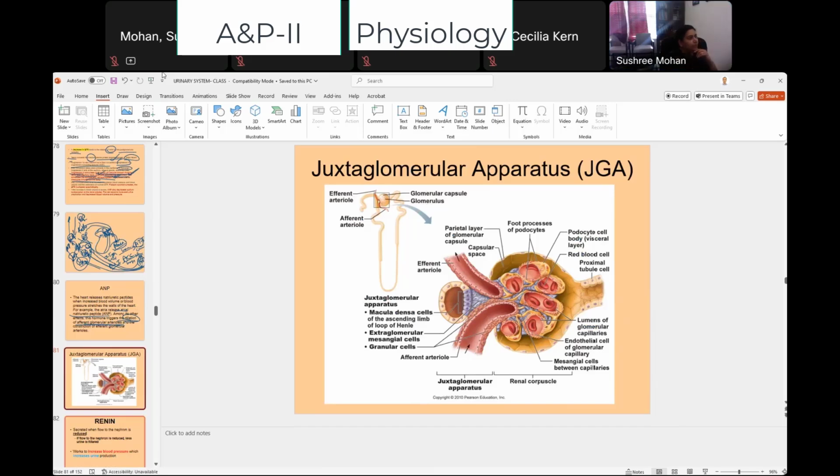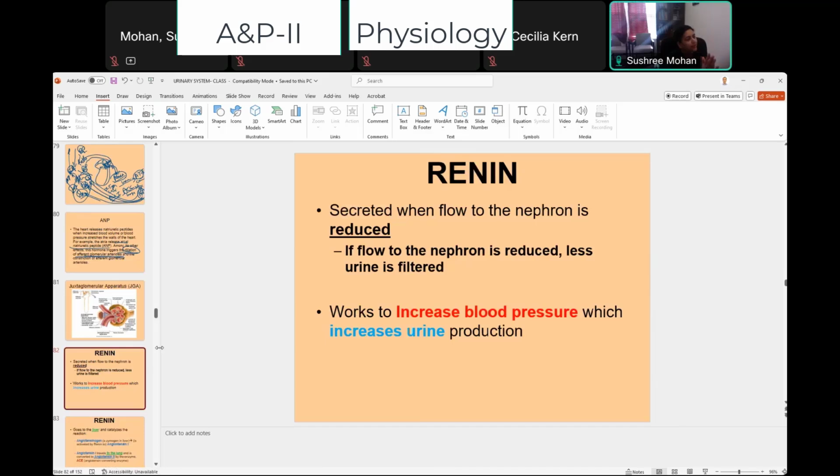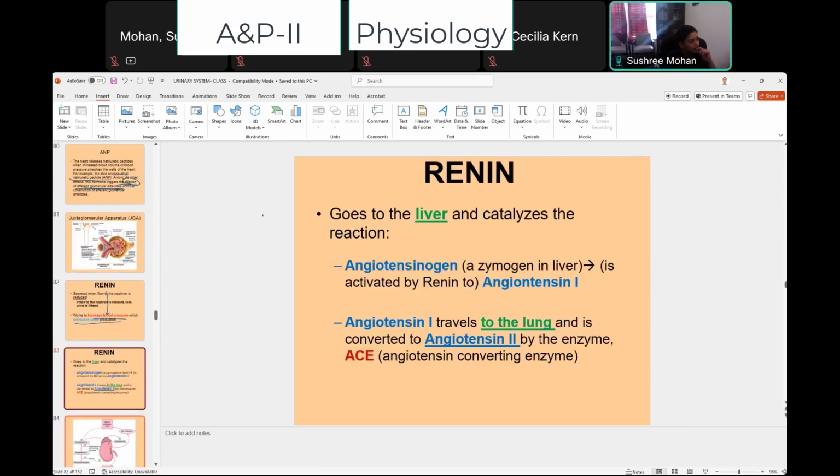So this is the diagram showing you the juxtaglomerular apparatus, the JGA, that helps in the secretion of renin. Renin is secreted when flow to the nephron is reduced, and if the flow to the nephron is reduced, less urine is filtered, and it will help to increase the blood pressure, which increases the urine production. If you look at what renin does, I already explained, it goes to the liver, angiotensinogen that is inactive is converted into angiotensin 1, and then it travels to the lung where it is converted into angiotensin 2 with the help of the enzyme ACE.